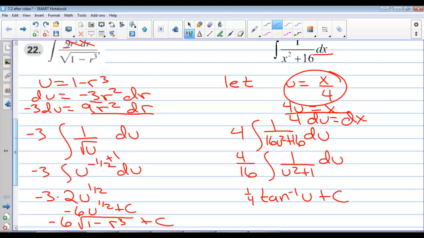The derivative of inverse tangent is 1 over u squared plus 1. If I didn't start with u, I can't end with u. So we have inverse tangent of x over 4 plus c. And that is the antiderivative. Any questions on that? I want to do one more.